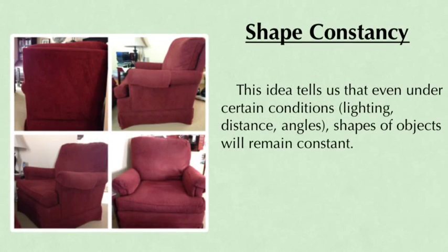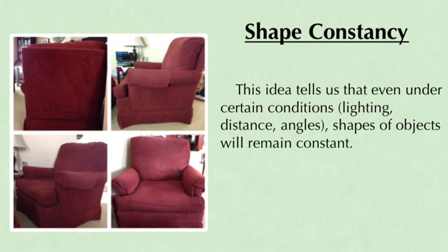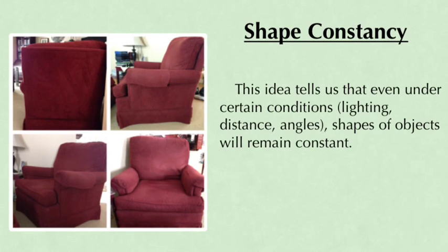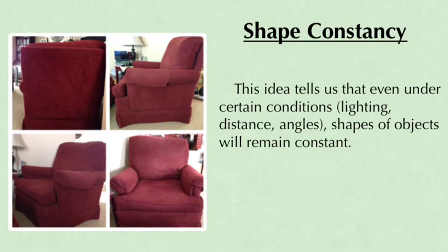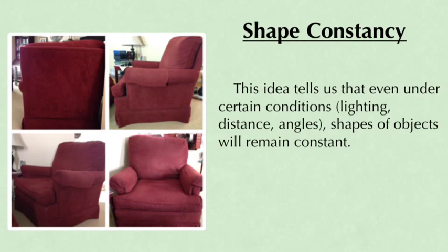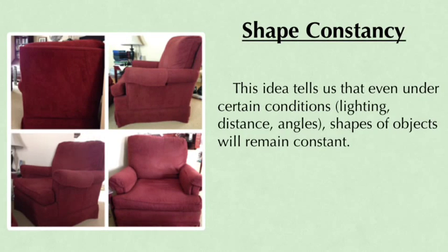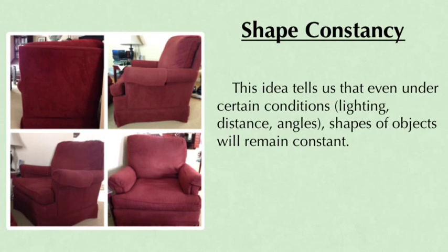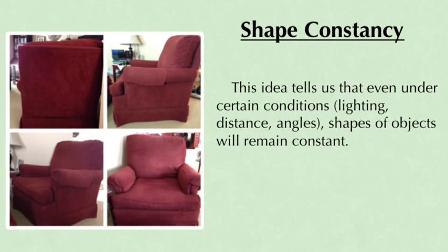This idea of shape constancy tells us that even under certain conditions like lighting, distance, and angles, shapes of objects will remain constant. In this example, a chair is shown from 4 different angles. Despite the angle, we can still tell that it is a chair. The shape of the chair is always constant, even from these different angles. This influences our perception because it allows us to identify objects regardless of the condition. Because of shape constancy, we are able to identify different objects from different conditions like this chair.